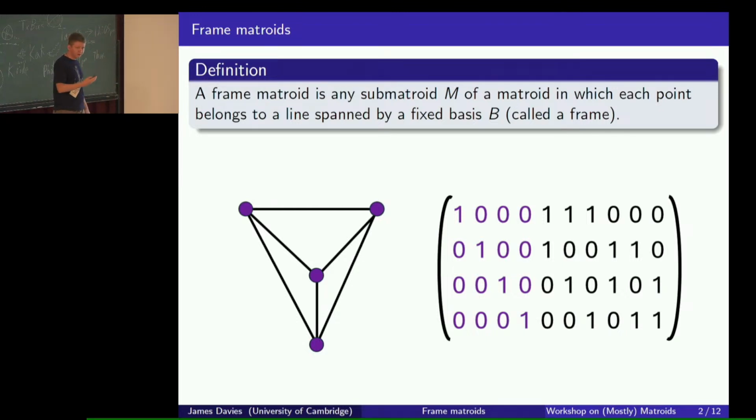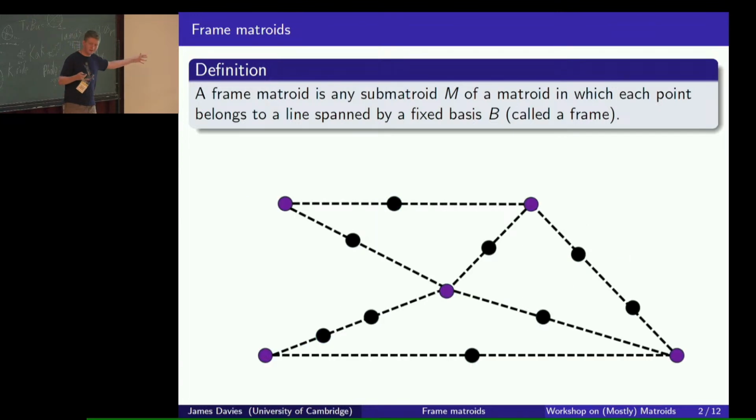So frame matroids are more general than graphic matroids. They can't be represented quite so simply. But with this picture and this picture, it's really begging for some kind of graphical representation still. It's not as simple as just having a graph, but you can still get some kind of graphical representation.